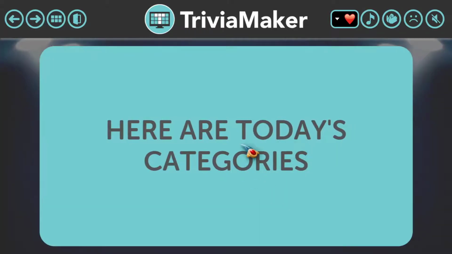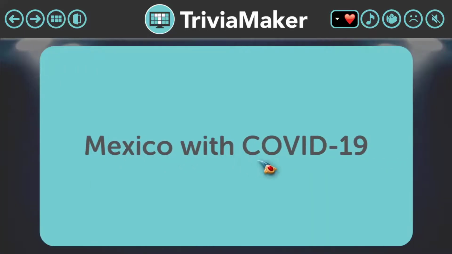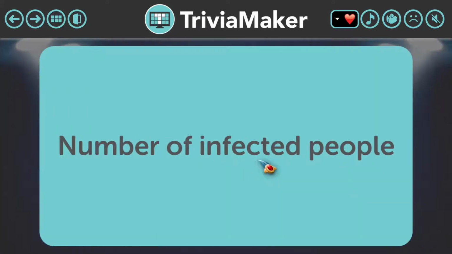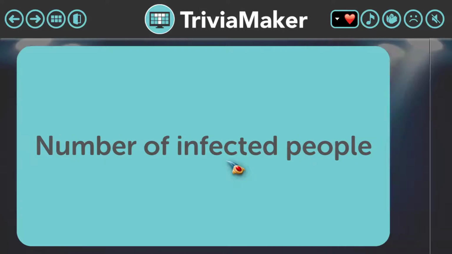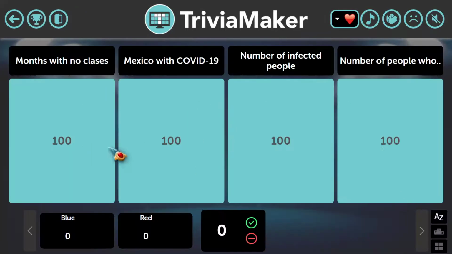So I click here, and the categories are shown. Here are today's categories. Mounds with no class. There's my problem. I forgot to spell double S. Mexico with COVID-19. That's the second category. Third category, number of infected people, and number of people who have died in Mexico from COVID-19. So I could have included more questions below, but because I was in a hurry when I was preparing this trivia maker, I just wanted to show everyone what you can achieve with Trivia Maker.